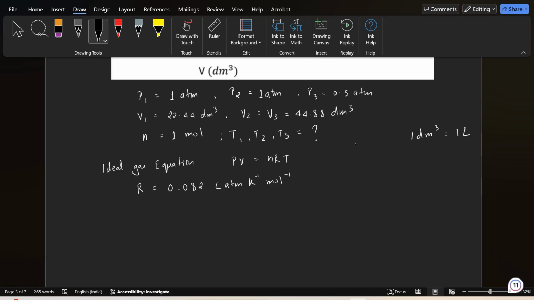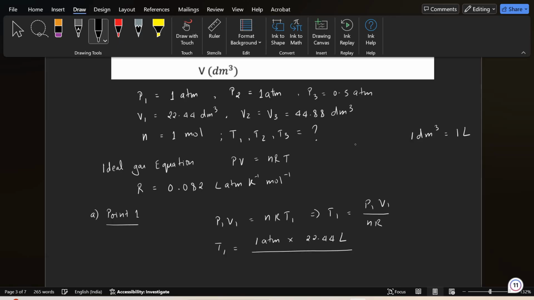So what is the first point? P1 V1 is equal to N R T1, which simplifies to T1 is equal to P1 V1 by NR. So that's what we are going to use. What is P1? 1 atmosphere. V1 is 22.44 decimeter cube, which is equal to liter. Then 0.0821, and N is 1 mole, right?